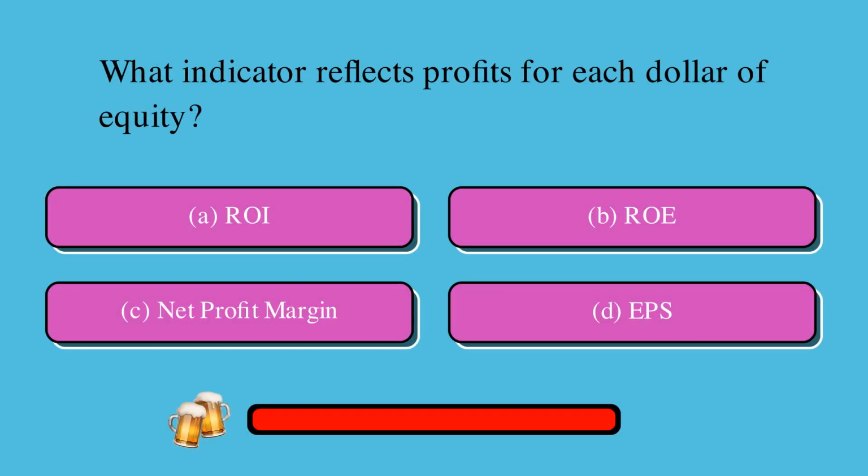What indicator reflects profits for each dollar of equity? Is it A, ROI, B, ROC, C, net profit margin, or D, DPS? The correct answer is B.